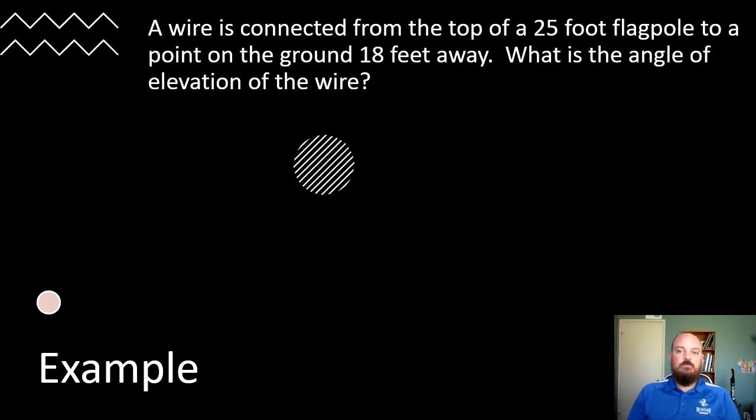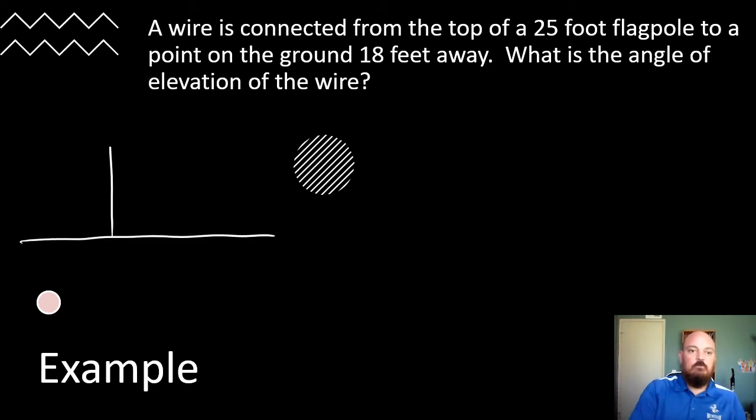So here's an example. It says a wire is connected from the top of a 25-foot flagpole to a point on the ground 18 feet away. What is the angle of elevation of the wire? So let me draw a picture here. All right, there's my flagpole. It's 25 feet tall. A wire is connected from the top of it to a point on the ground 18 feet away. So let's say this is my point on the ground 18 feet away, and this is the wire.